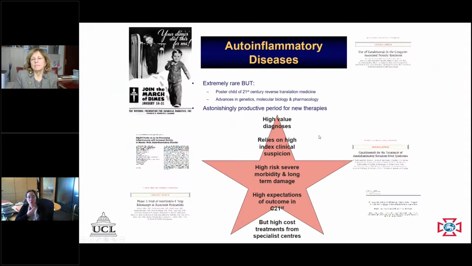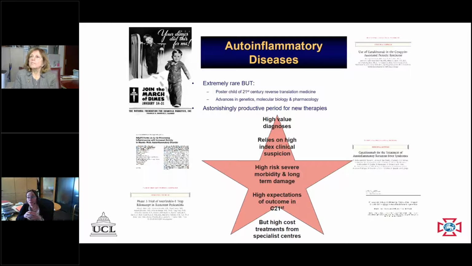So in adult autoinflammatory diseases, it has to be said that these are essentially the poster child for reverse translational medicine of the last 25 years. In autoinflammatory diseases, there has been an astonishing coming together of advances in genetic and molecular biology, clearly defined patient cohorts and pharmacology, which has meant there's been an astonishingly productive period in genetic diagnosis, characterization of patients, and new therapies. It means in rare diseases, for a number of these, we actually have clearly characterized, licensed, and available treatments which we know are safe.